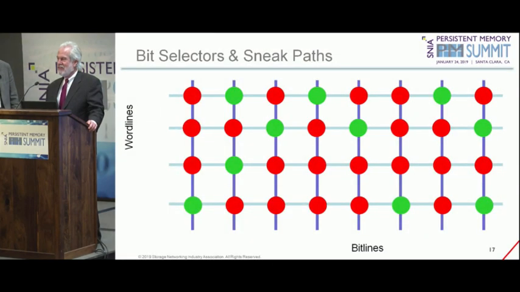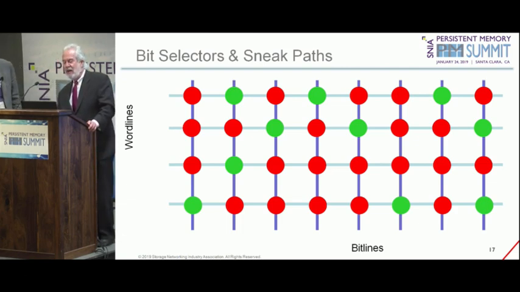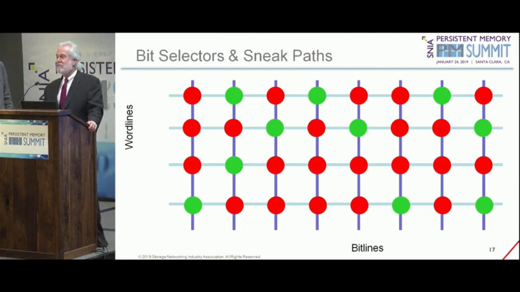The thing I find a lot of people stumbling over is why selector devices are problems. So this is, once again, a representation of memory. The green dots are supposed to be things that conduct electricity. The red dots are things that don't conduct electricity.